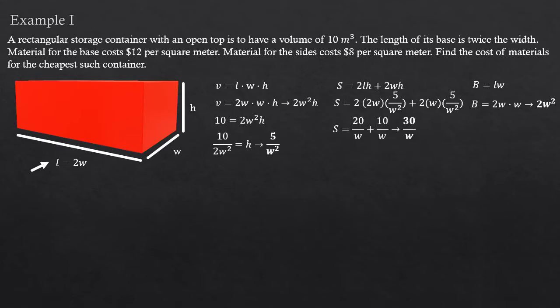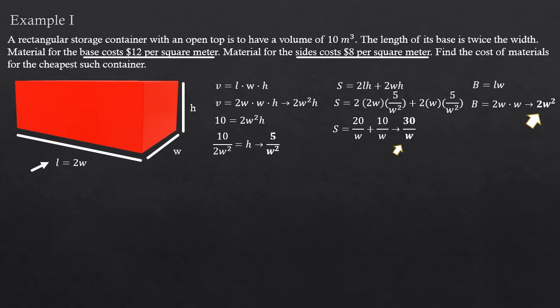Now we got to figure out the actual function that we need to optimize. How will we figure that out? Well, remember, the base costs $12 per square meter. The sides cost $8 per square meter. So we will use those two equations, which we derived, 30 over W and 2W squared, to create a total cost function.